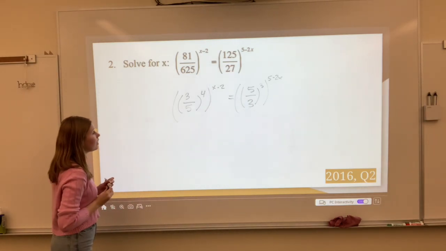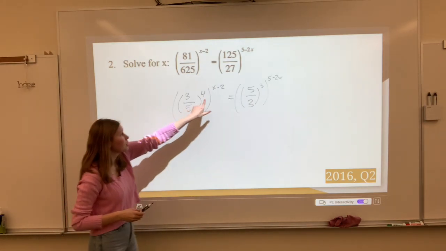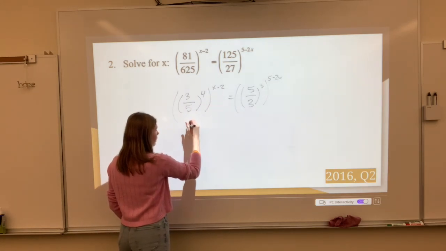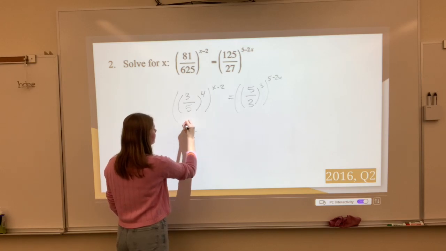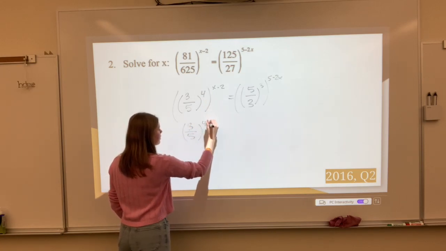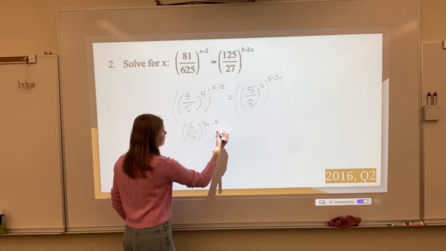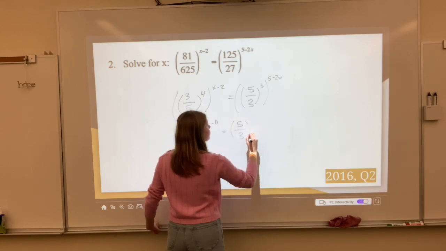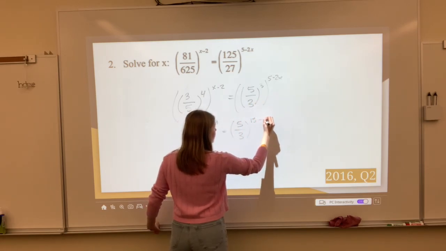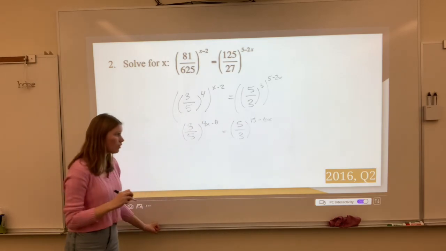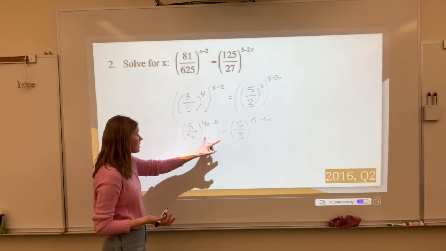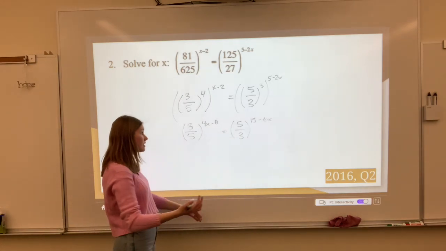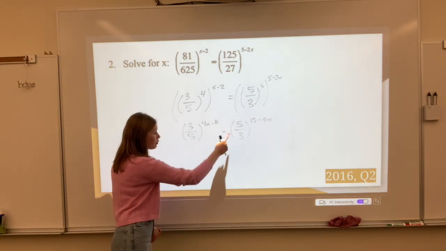Okay, so now that we have that, let's multiply our exponents together so we have one single exponent. 3 over 5, 2 times (4x minus 8) equals 5 over 3 raised to the 15 minus 6x. Okay, so it's very tempting to say, oh look, let's set our exponents equal to each other, we have the same base. Not yet. We have 3 over 5 and 5 over 3.